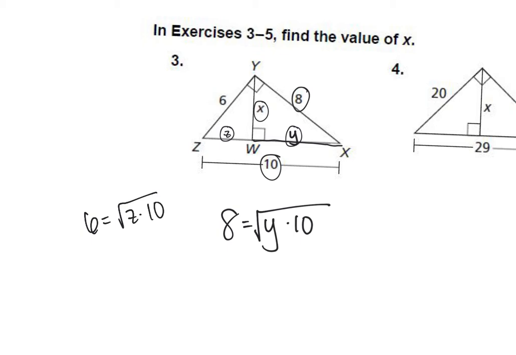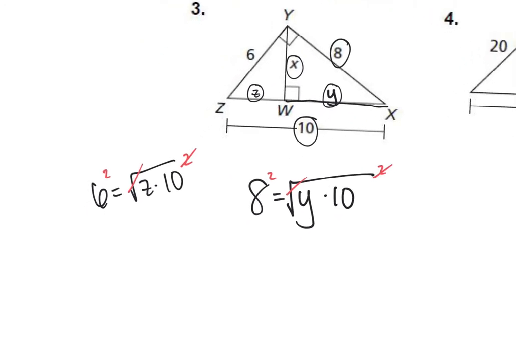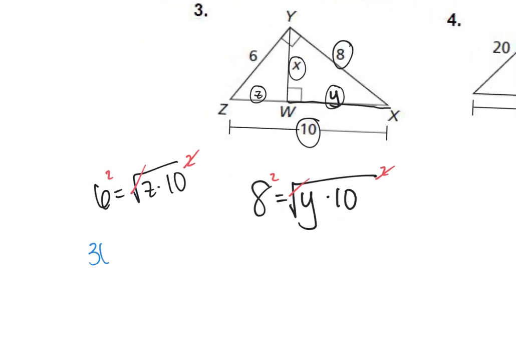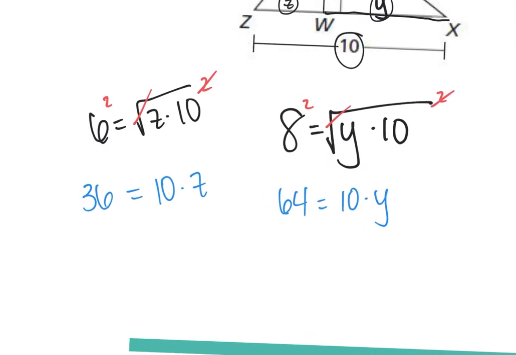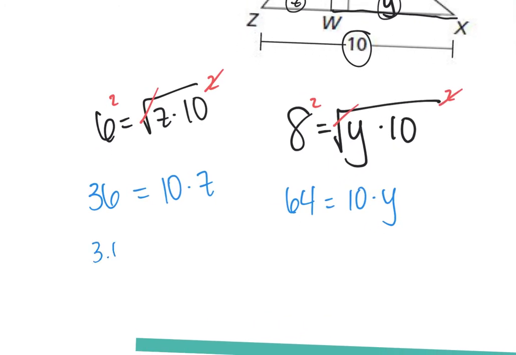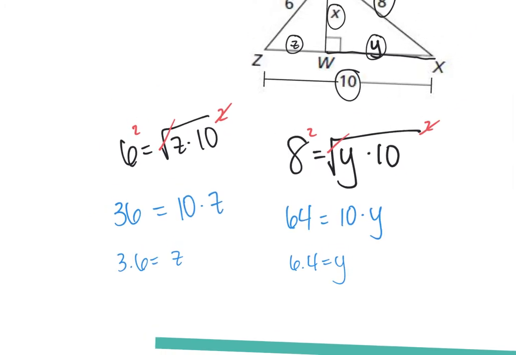So what you had to do was square both sides to get rid of the square root. Once you do that, you've got 6 squared, which should have given you 36, equals 10 times Z. And this one would have been 64 equals 10 times Y. Divide both sides by 10. You're going to get 3.6 equals Z, and 6.4 equals Y. So Y is going to be 6.4, and Z is going to be 3.6.